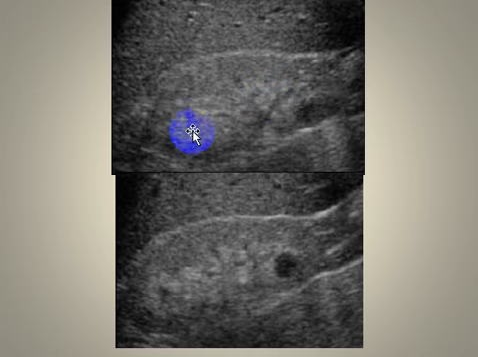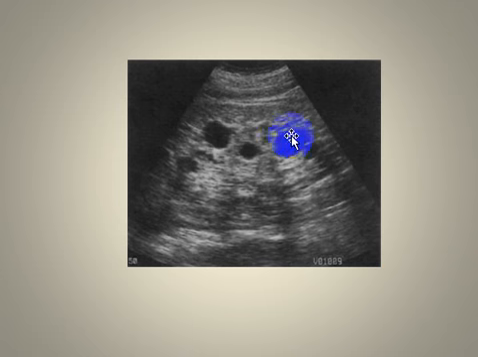Another patient with a chronic renal failure, you see echogenic kidney with loss of differentiation between cortex and medulla, and you see some cysts here. Another patient with a chronic parenchymal renal disease with multiple cysts and increase in the renal echogenicity.